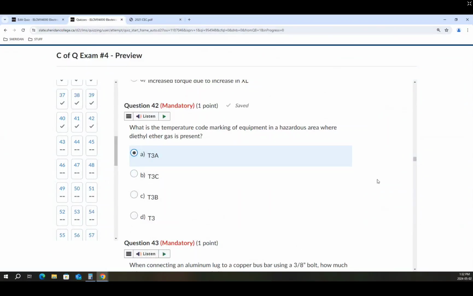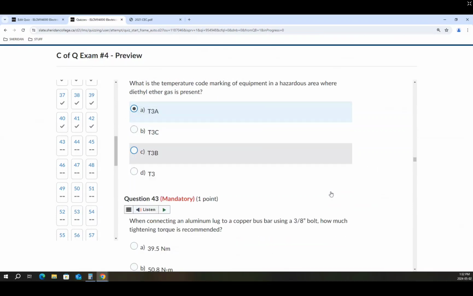T3A. But that's one of those questions that's going to eat up some time, because we started on a rule that sent us to an appendix that sent us to some tables, and we had to get there over time with that.